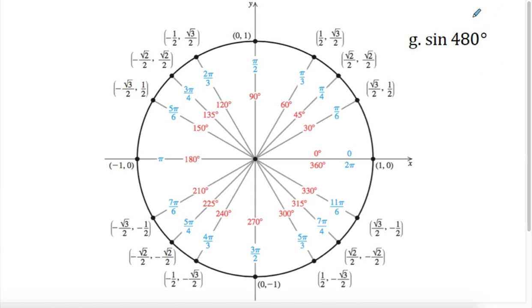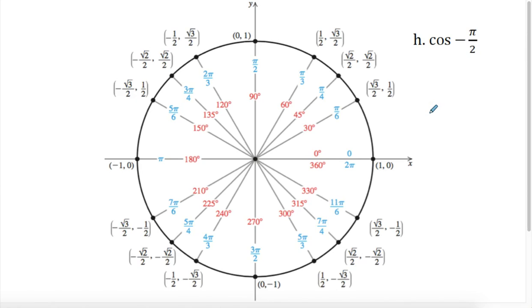So we want to find a coterminal angle with 480. To do that, we said all we're going to do is subtract 360 until we get to a value in between 0 and 360. So if I just subtract 360 from this, I would be at 120. So the sine of 480 is actually going to be the same as the sine of 120. Then I can look at my unit circle and say, well, the sine of 120 is just the y value at 120. That's the square root of 3 over 2. So the sine of 480 degrees is square root of 3 over 2.